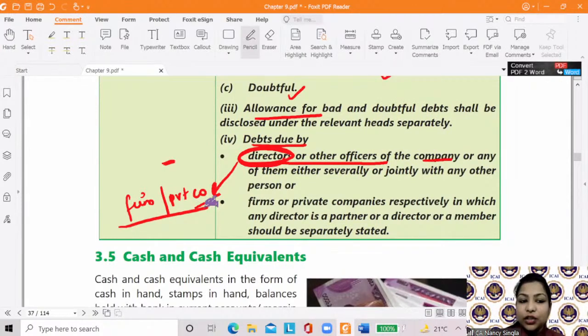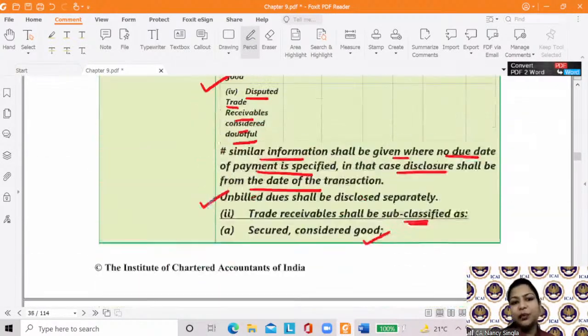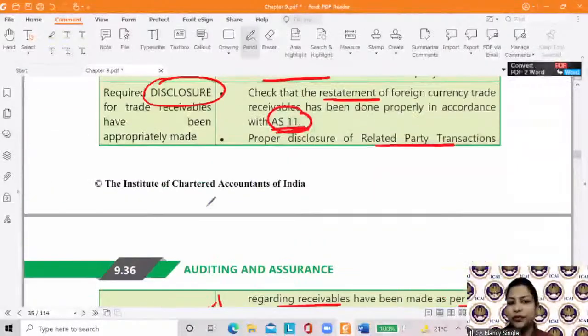So अगर ऐसी कोई फर्म या प्राइवेट कंपनी है जिससे डेट ड्यू है, और उस फर्म या प्राइवेट कंपनी में डायरेक्टर इज अ पार्टनर और डायरेक्टर और अ मेंबर, तो वो भी सेपरेटली शो करना है, ठीक है. So what we have seen in the valuation part is AS 11 के अकॉर्डिंग रीस्टेटमेंट हो अगर कोई फॉरेन डेटर है आपका, ठीक है. If that is in foreign currency तो उसको रीस्टेट करना है in terms of AS 11.